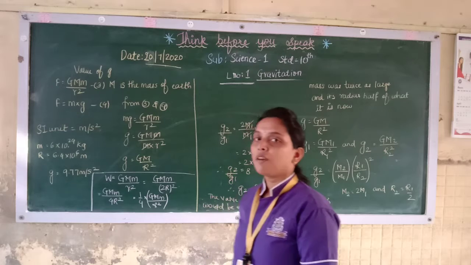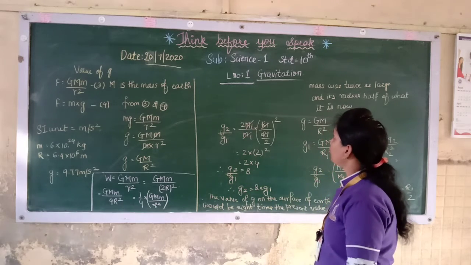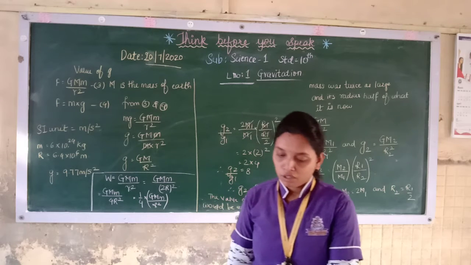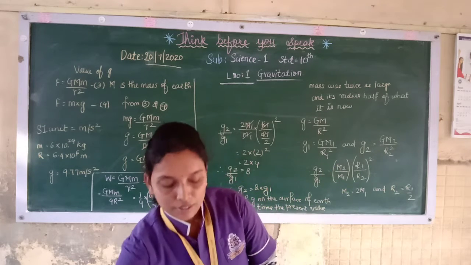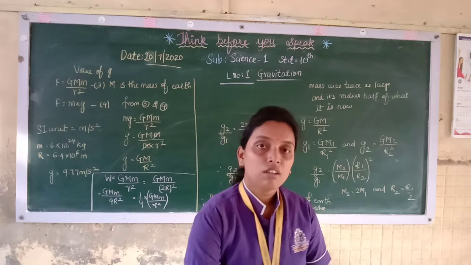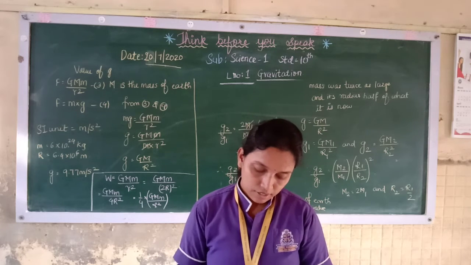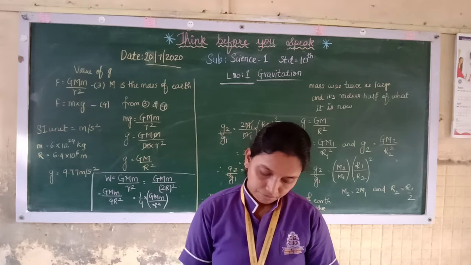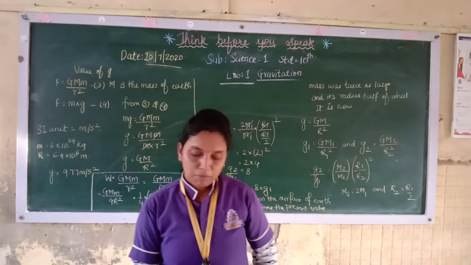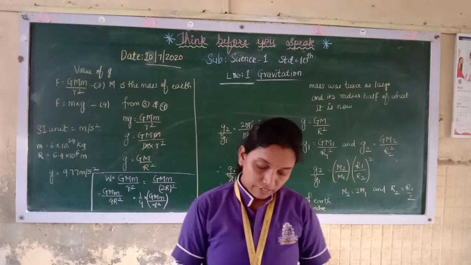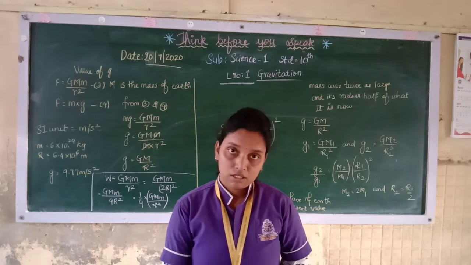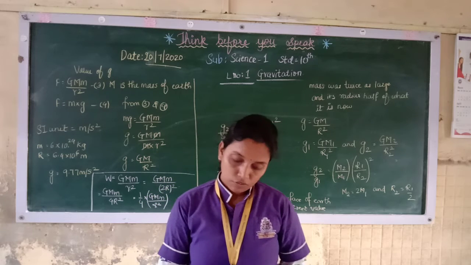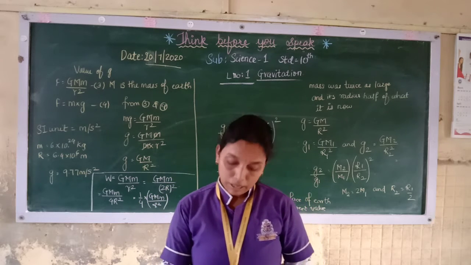So, today we are going to see Standard 10 Science 1, Lesson number 1, Gravitation. Now, in the previous session, we had done the first half of the lesson where we had studied about what is gravitation. Then we had studied about the circular motion and the centripetal force, the force which acts towards the center of the circle. Then we had seen Kepler's law.